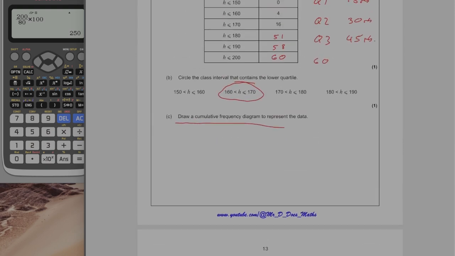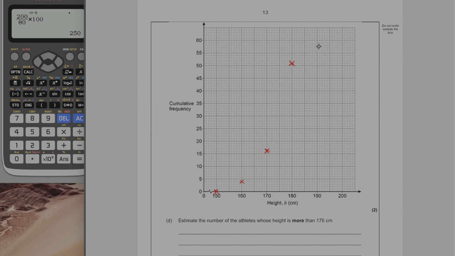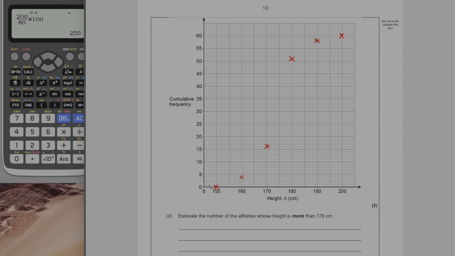We've then got 190 being 58, and then 200 being 60. Check that. Yep. We then want to join that with as smooth a curve as we can. I'm not very good at drawing smooth curves on a screen. If I'm doing it on paper, I always like to keep my wrist on the inside of the curve. So that's going to be roughly my curve.